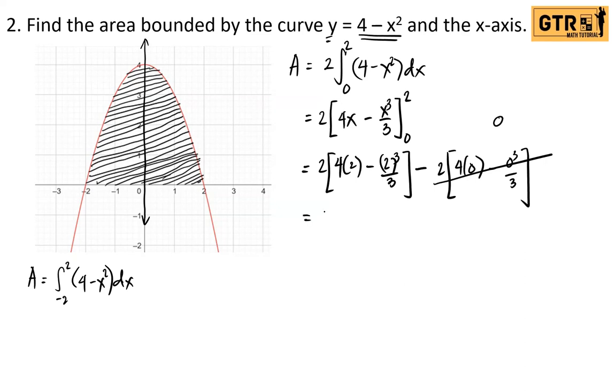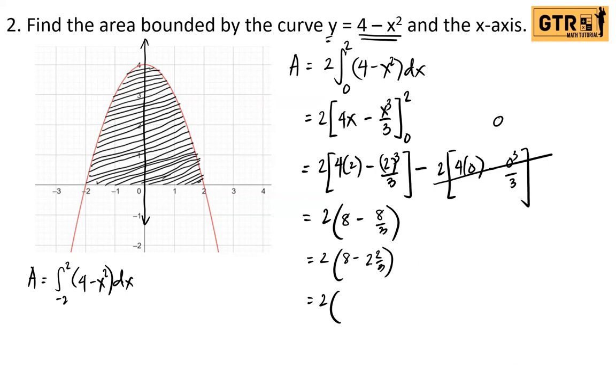Okay, so therefore the answer will be 2 times 4 times 2, that is equal to 8, minus 2 cubed, that is 8 over 3. So therefore we have 2 times 8 minus 8 over 3. So 8 over 3, that is equal to, in mixed number, 2 and 2/3. Okay, so that is 2 2/3. So therefore, we have 2 times 8 minus 2 2/3.